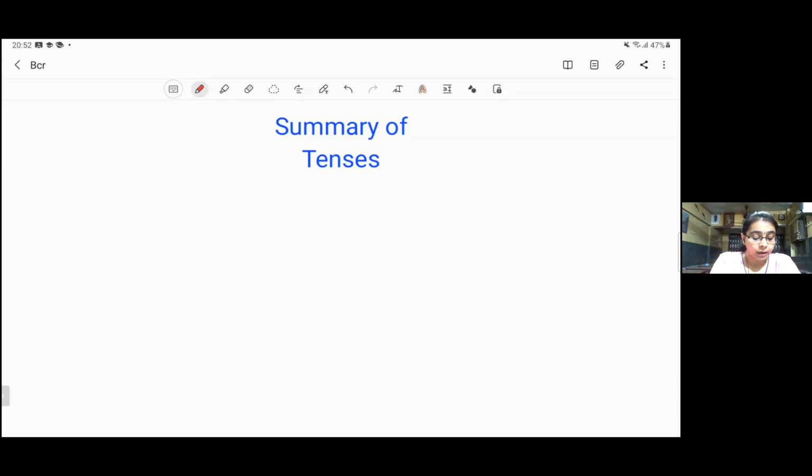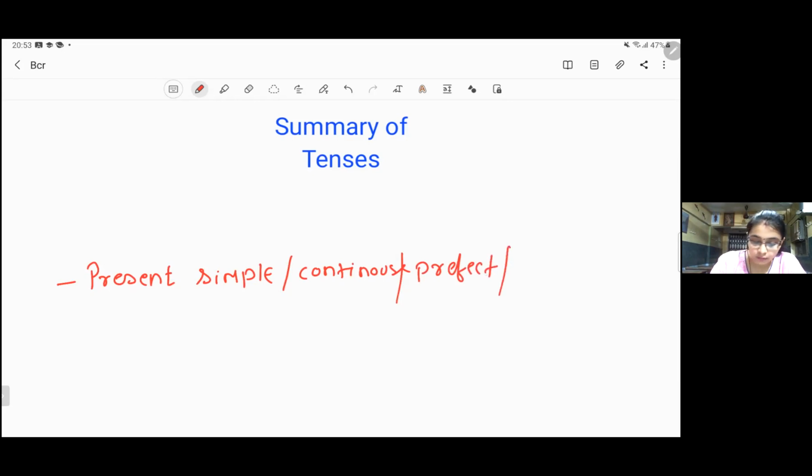Now, write it: present simple, continuous, perfect, and present perfect continuous. You will write it down like this.